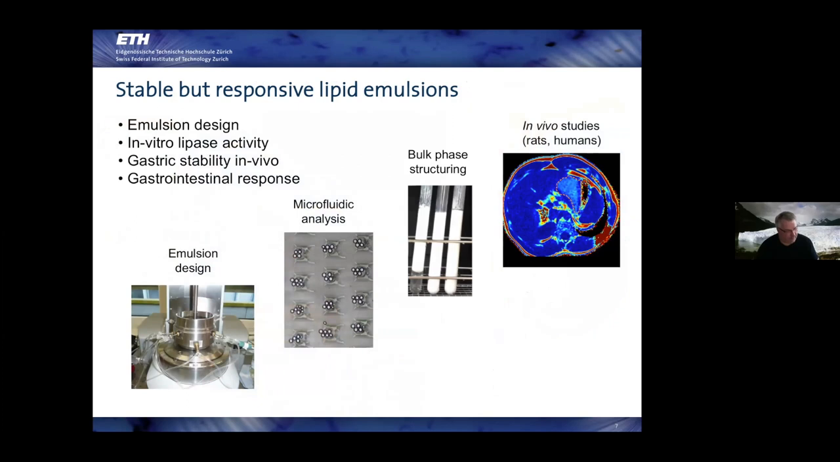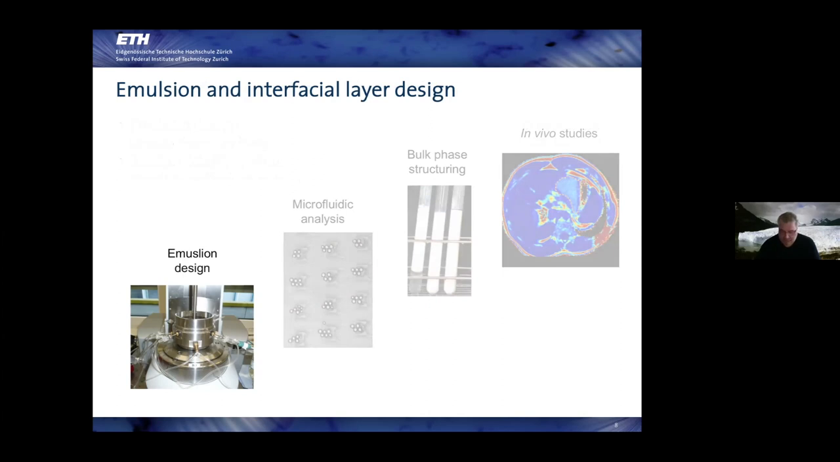And what I'm going to discuss a little bit in the following are actually four steps that we made to go from not only the design of the emulsion, where we will also look a little bit deeper into neutron reflectivity measurements, but we also would like to understand how this emulsion is then stable in an in vitro environment. And then of course also if the entire idea is actually working in vivo. So here at the very end, I will also present you some experimental data that we have obtained from humans and from rats.